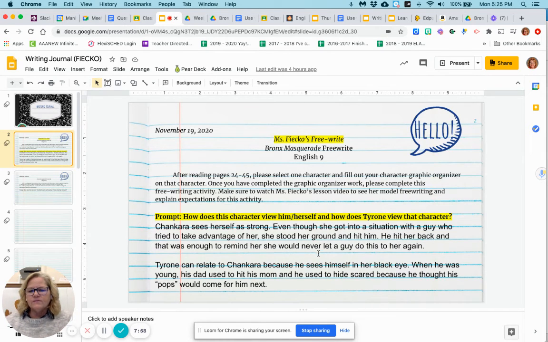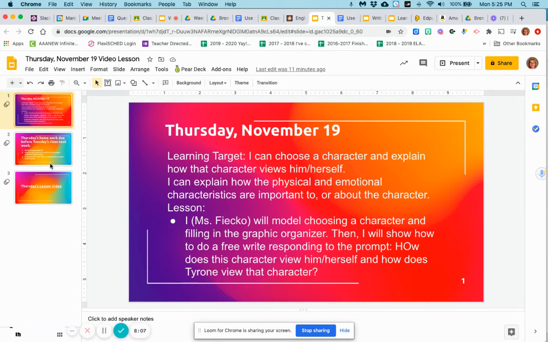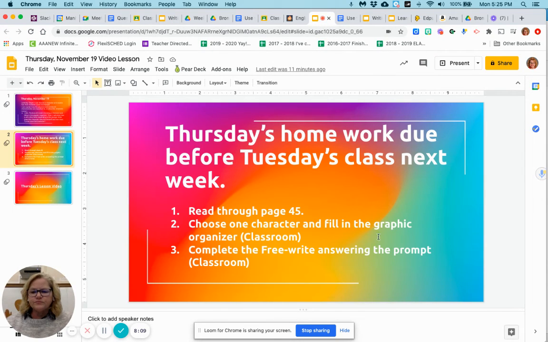So that's it. Each one of you will have this, and it's found in Classroom, listed as an assignment. Now I'm going to pop back over to restating what the assignment is. Thursday's homework is due before Tuesday's class next week. You're going to read through page 45. You're going to choose one character and fill in the graphic organizer. And then you're going to complete the free write answering the prompt. Both of these, number 2 and 3, can be found in Classroom.